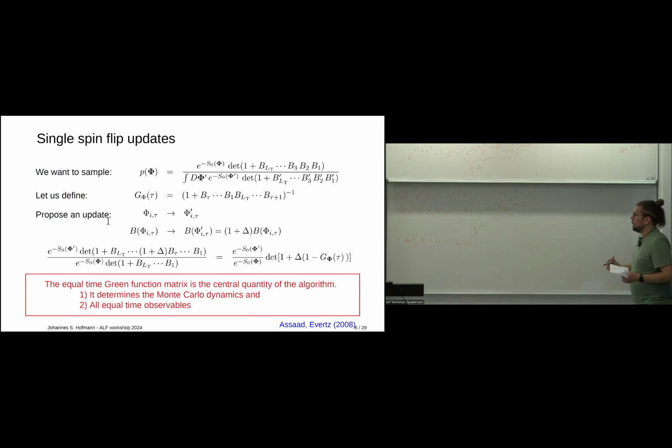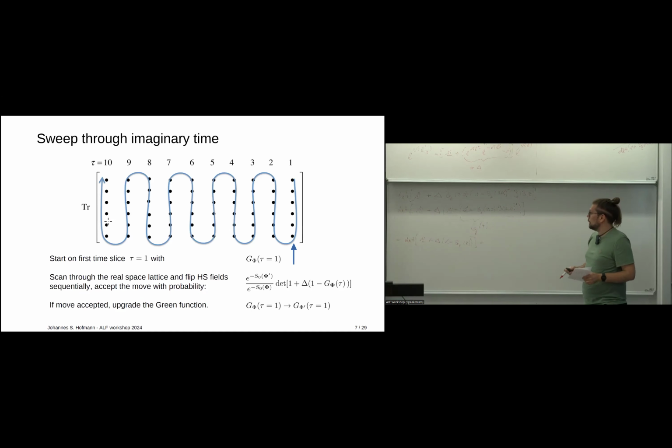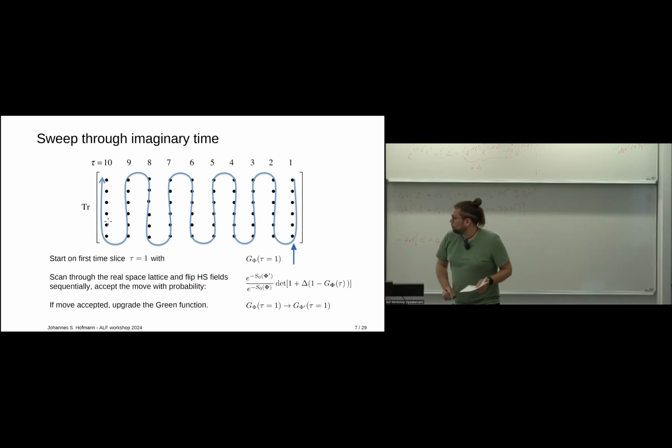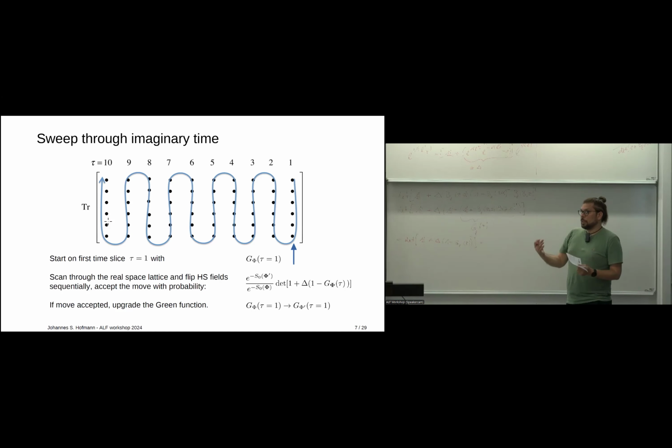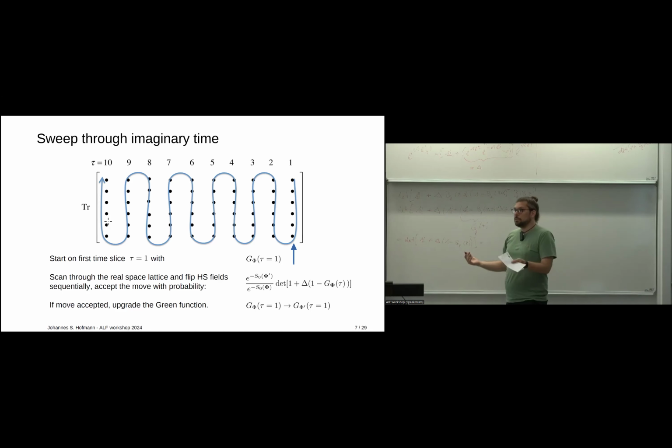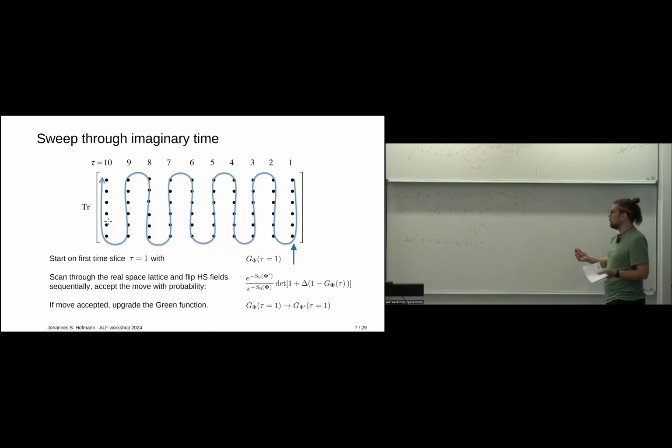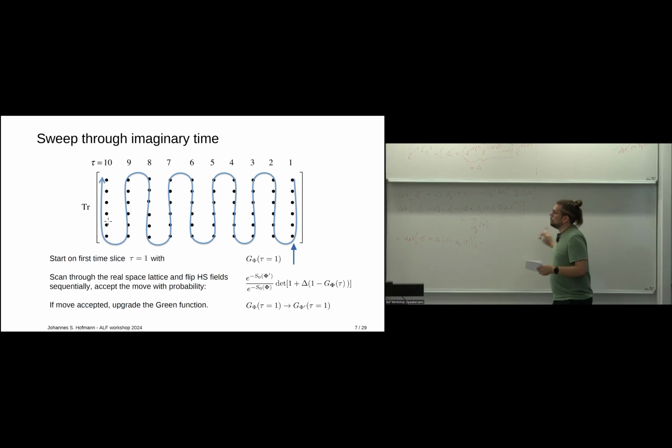And after I've done one update, after I've calculated the relative weight, I calculated the probability whether I should accept this or not. Then let's say I accept this move, this update. Now I have to change the Green's function because the Green's function will determine, again, the acceptance probability for the next proposal that I have if I transition from the first auxiliary field to the second.